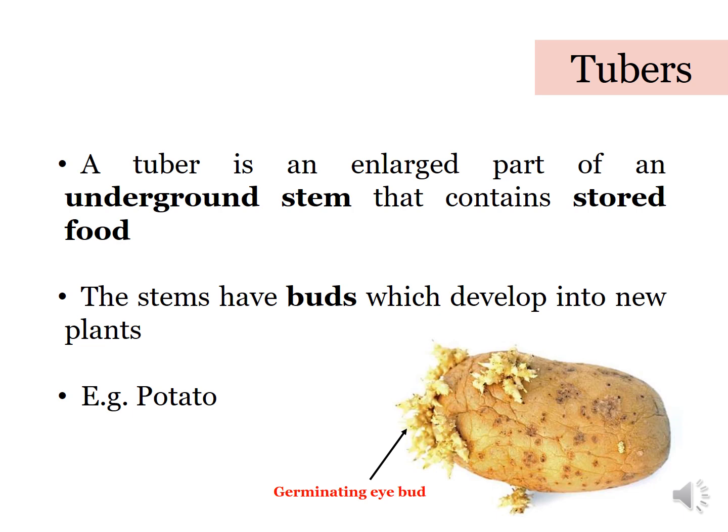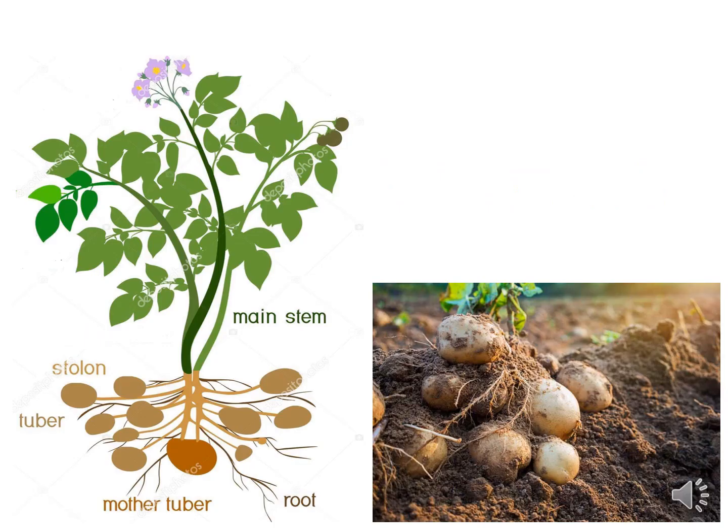Second one, tuber. Also an underground stem, yet larger and contains stored food. In asexual reproduction, the buds that grow from the stem will develop to become a new plant. Example, potato. Tubers, the enlarged underground stem, is the part that we consume as food. For example, your French fries from potato. And it is also the vegetative structure for asexual reproduction.